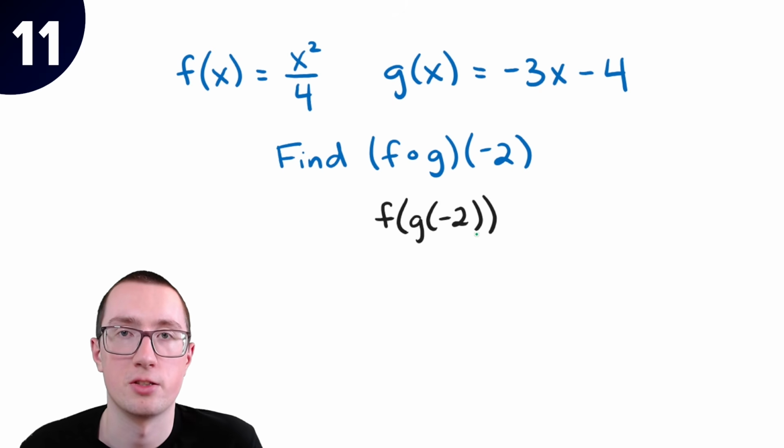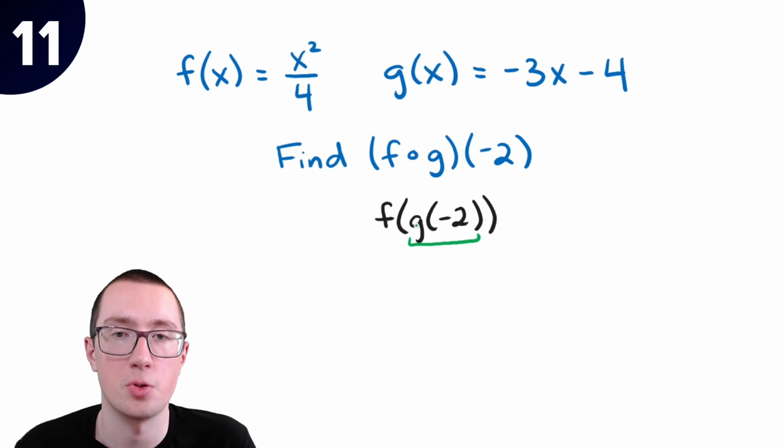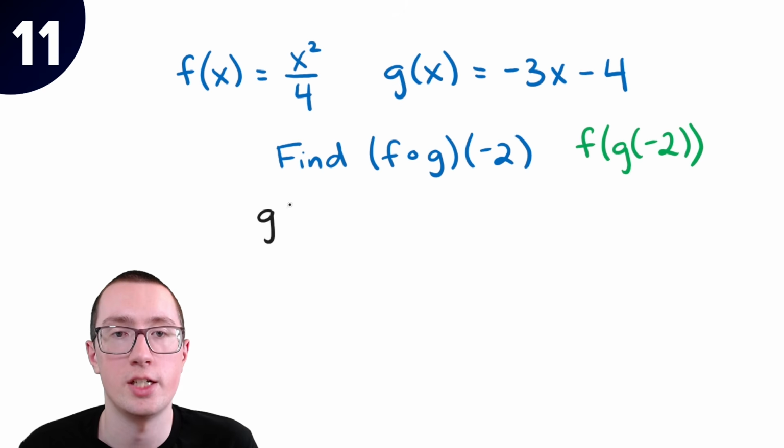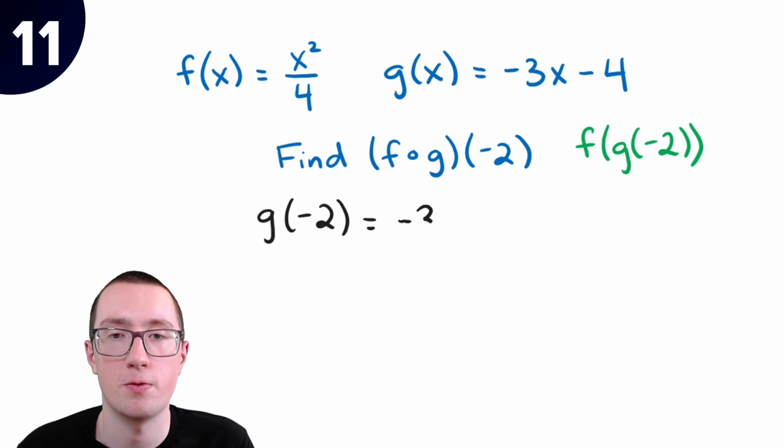Now, how are we going to do this? Well, let's start by finding out what g of -2 is. Then once we know that, that's going to be the number that we use to solve for the whole thing, f of whatever that number is equal to. So what is g of -2 equal to? Well, we're going to use g, which is -3x minus 4, but instead of x, we're going to replace it with -2 and find out what it's equal to. So g of -2 is -3 times x, which is now -2, minus 4.